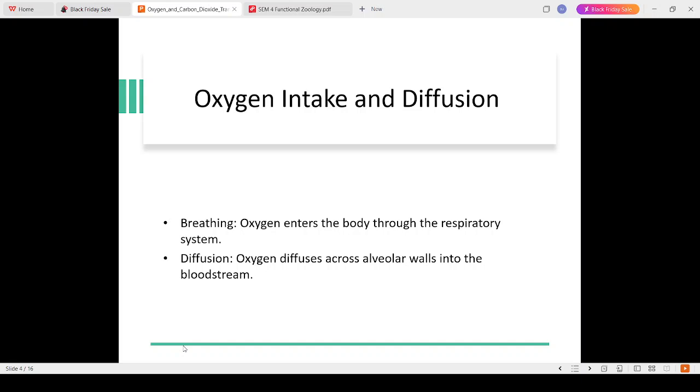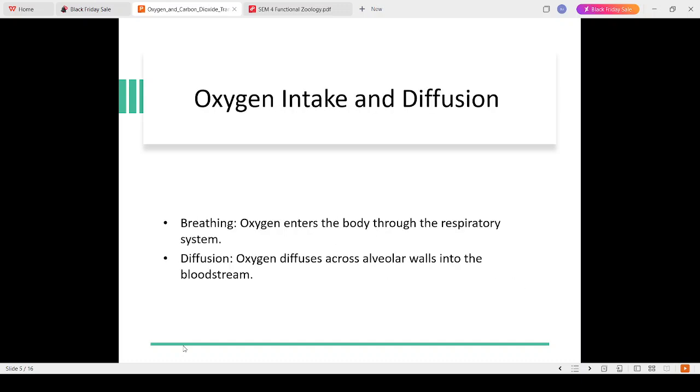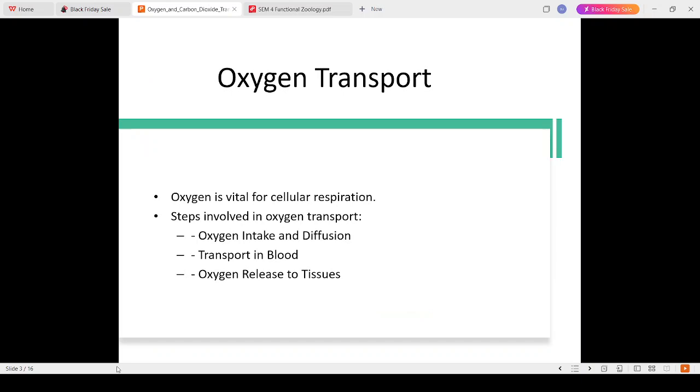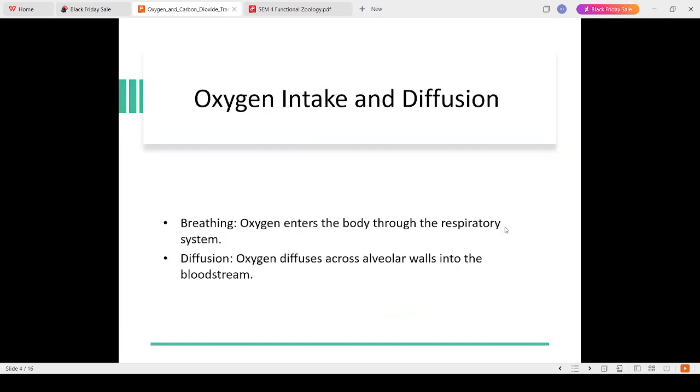Then the second step is diffusion. Diffusion across the alveolar wall, and you have also studied about alveoli. Maybe you have some idea what an alveoli is.